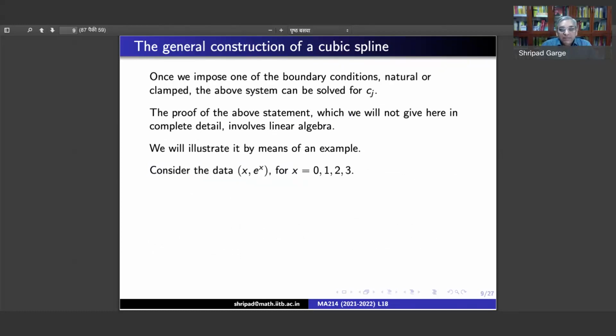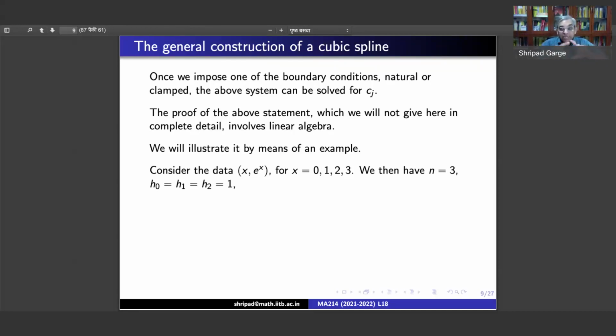So we will take this data for x comma e power x, and we have x equal to 0, 1, 2, 3. So we will have one cubic for 0, 1, another for 1, 2, and a third cubic for 2, 3. So S0, S1, S2, those are the cubics that we will have. N will have to be 3. H0, H1 and H2, these are all 1. Remember, Hi is X i plus 1 minus X i. So X1 minus X0, that is H0, which is 1 minus 0, which is 1. 2 minus 1 is 1. 3 minus 2 is 1.